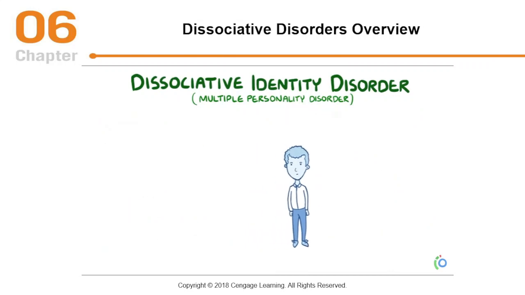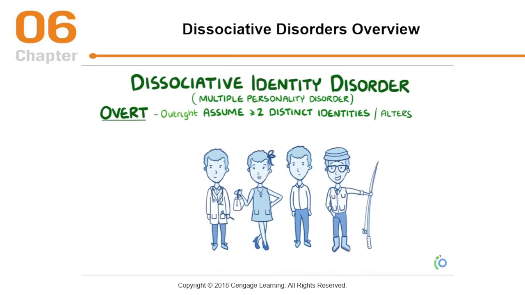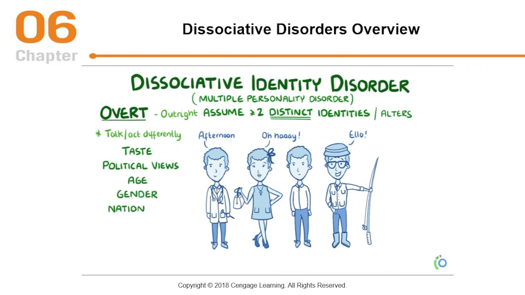On the other hand, those with overt dissociative identity disorder outright assume two or more distinct identities, sometimes called personalities or alters. The identities are distinct because they tend to talk and act differently than the original person. They may have opposing tastes or political views, be different ages, genders, or nationalities. These alternate identities completely take a person's body and mind, suppressing all other identities temporarily.